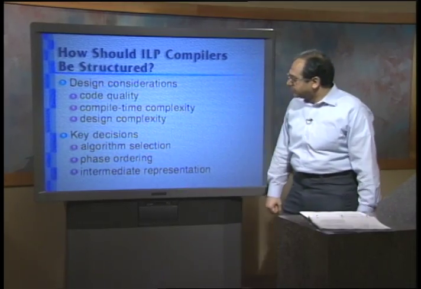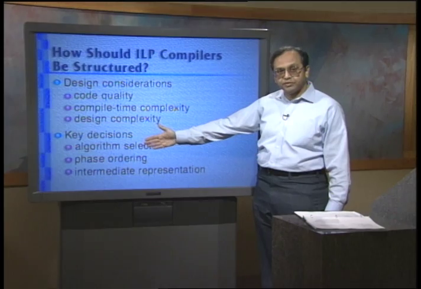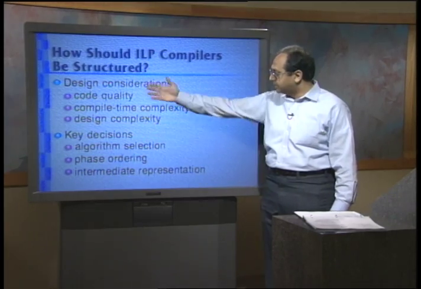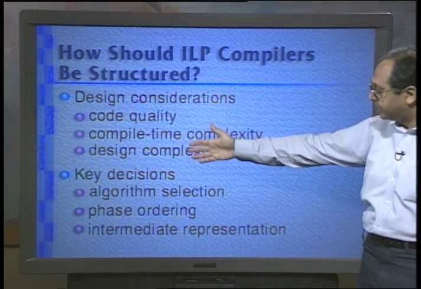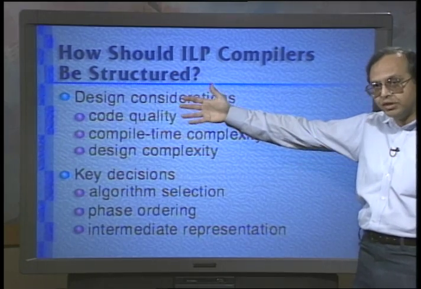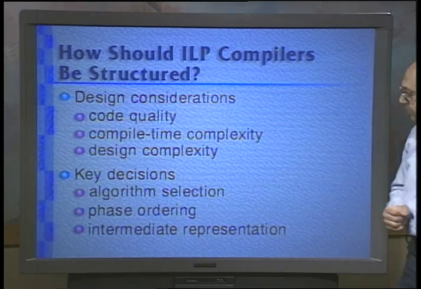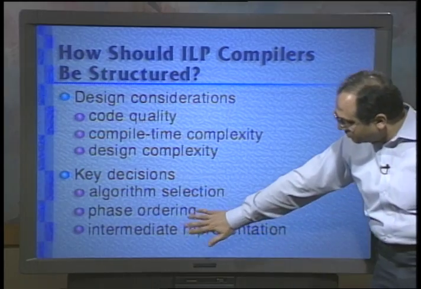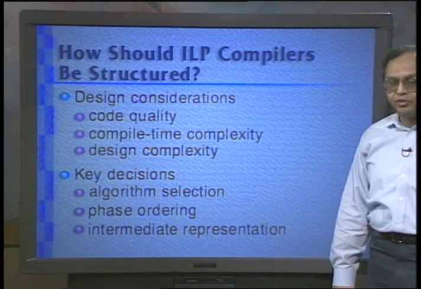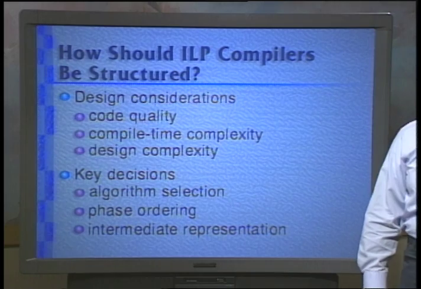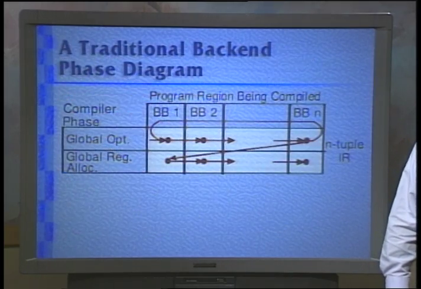There are 3 key decisions that one has to take. One is the choice of the algorithm that one selects. And there's an obvious trade-off between the quality of the code that you get and the algorithmic complexity. The 2 things that I want to talk about more are phase ordering and the intermediate representation, and how these play together.